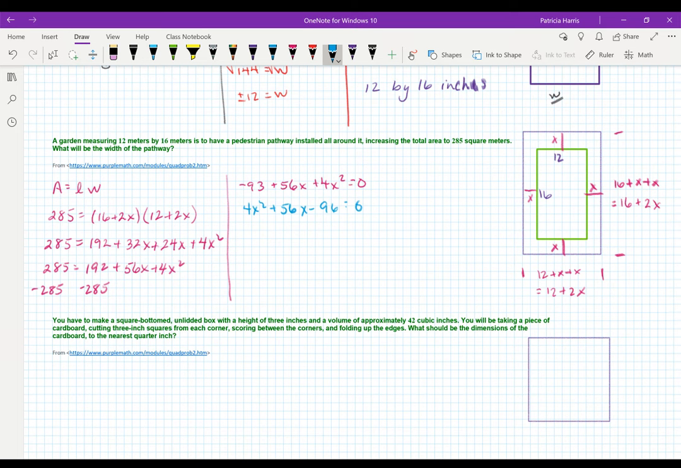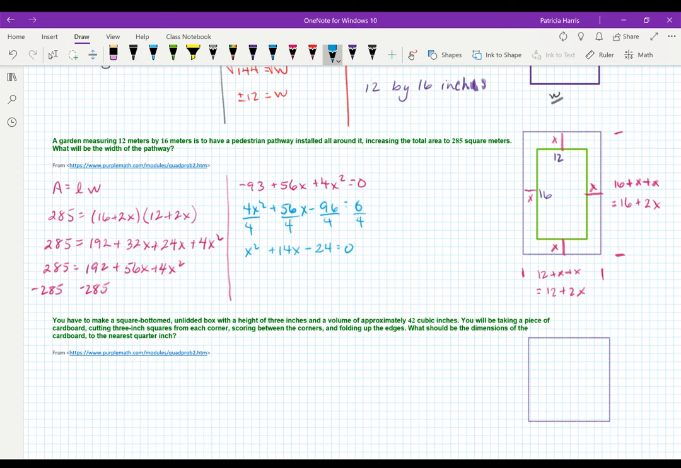All right, so you have a couple of options here. You can graph it in Desmos and figure out the width of the pathway. We can solve it by hand, which would require probably the quadratic formula. But the first thing that I would notice is that 4, 56, and 93 96 are all divisible by 4. So if we divide by 4, this is going to make our equation a little bit easier to deal with. Like that. Just made our numbers a little bit smaller.